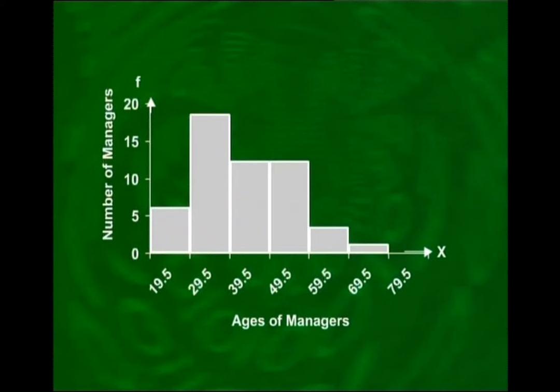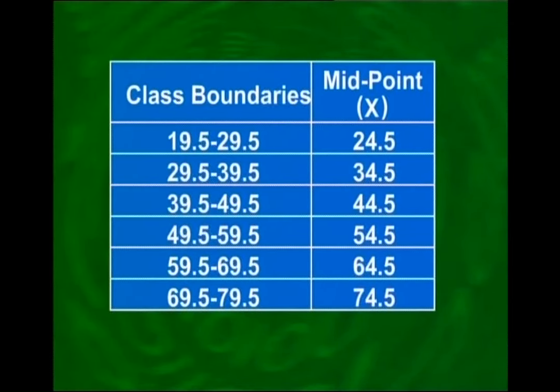Next, we consider the construction of the frequency polygon. As you will remember, for this purpose, we first need to find the midpoints of all the classes, which in this example are 24.5, 34.5, 44.5, and so on. Of course, they are obtained very easily by adding the lower class boundary of any class to the upper class boundary of the same class and dividing by 2.